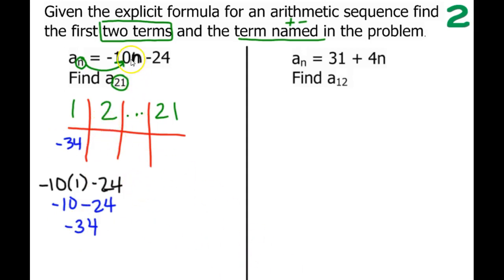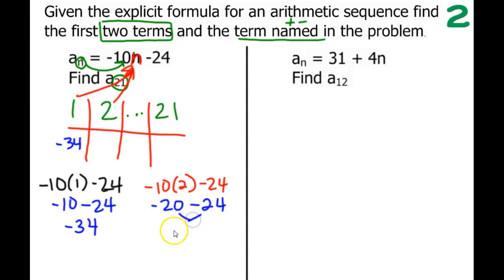Our second term, same thing. Let's plug in for an n, 2. Remember, these are what we're just plugging in for n. So we have -10 times 2, and then minus 24. Well, negative 10 times 2 is negative 20. And then minus 24, same sign, add and keep. So this is a negative now 44. Oops, that's a 4. So then way over here we need to plug in a 21.